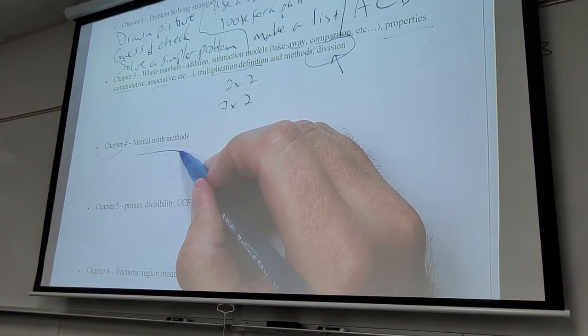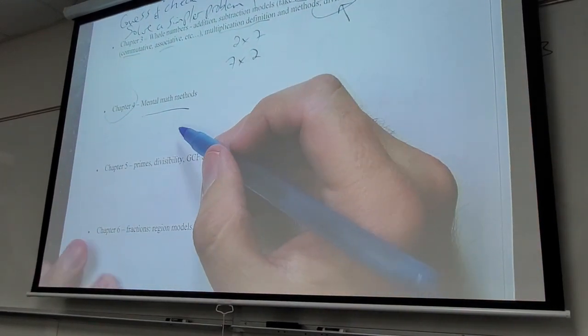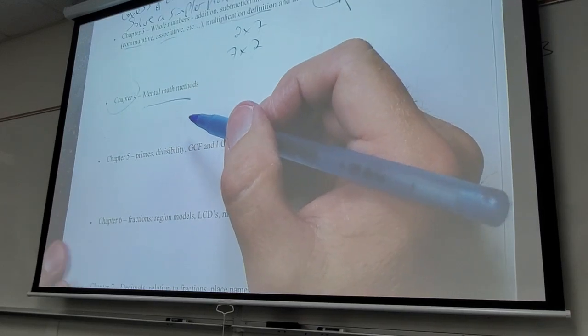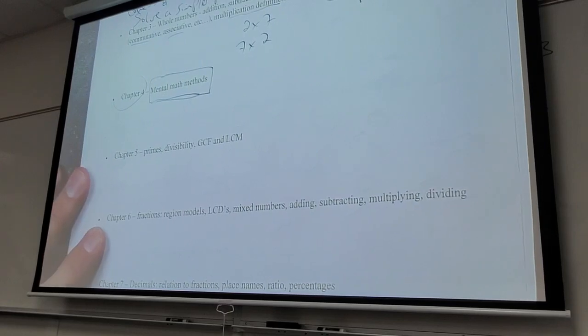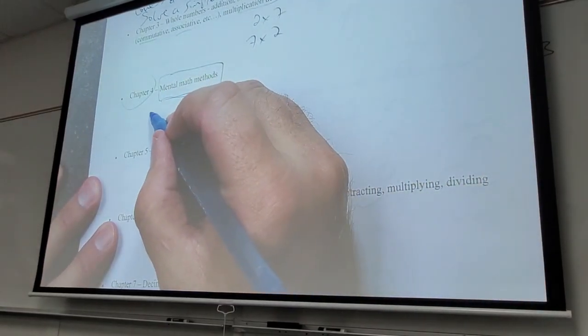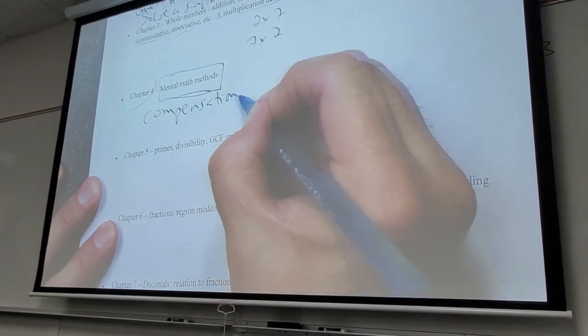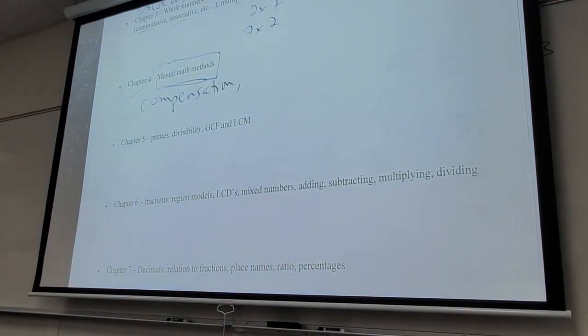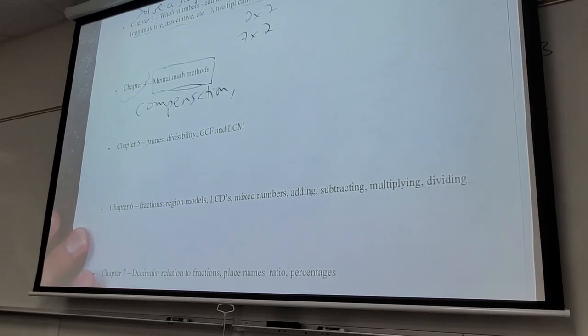Mental math methods, right? Does anyone remember what this might reference? Maybe I'll start us off. One of my favorites: compensation. So we have compensation for addition and subtraction, and we have compensation for multiplication and division. Anybody remember anything else? Something else that starts with CO.